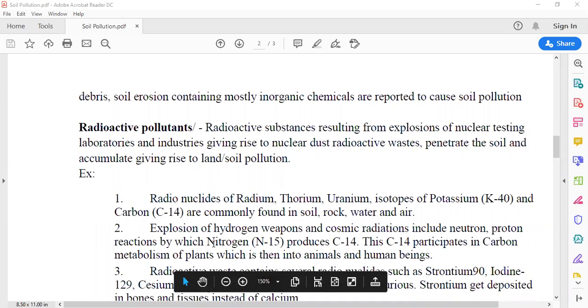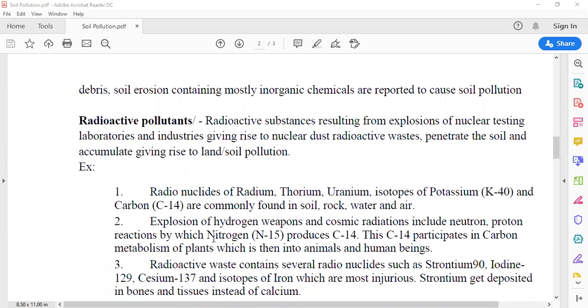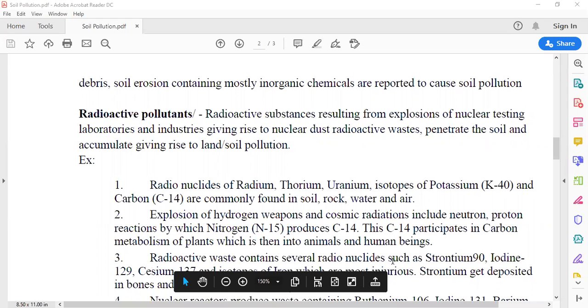In explosions of hydrogen weapons and cosmic radiations, a neutron-proton reaction occurs by which nitrogen N15 produces carbon 14, which again participates in the metabolism of plants, and then enters the systems of animals and human beings. The radioactive waste contains several radionuclides, that is strontium 90, iodine 129, cesium 137, which are heavily injurious to human health. But it gets deposited into bones and tissues instead of calcium.